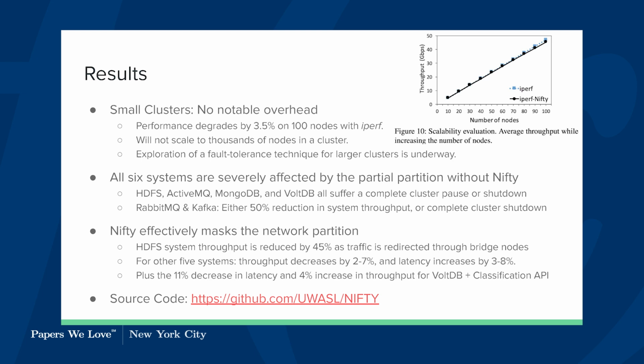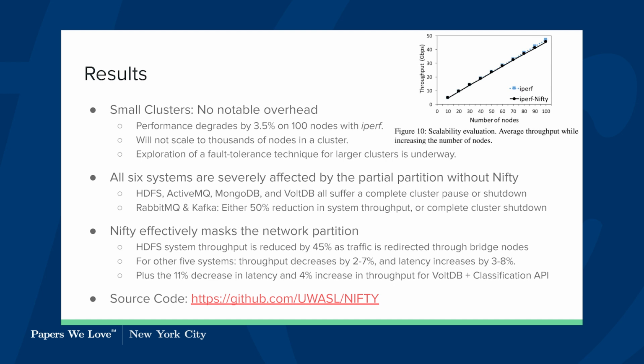So overall, final results. One thing they also went through is they tried to scale out as far as they could, and they did notice that once you get out to 100 different nodes, your performance starts degrading by 3.5%. There's just too many messages going through the network at that point. So that means this will not scale to thousands of nodes in the cluster. It won't really work for large clusters, but it will work very well for small clusters. They're currently exploring a fault tolerance technique for larger clusters, which is probably why this paper is called Toward a General Fault Tolerance Technique and not a General Fault Tolerance Technique.